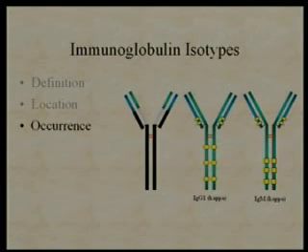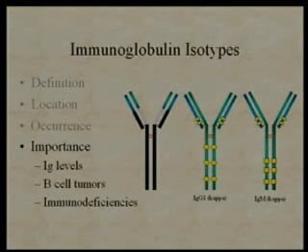Now, in fact, that's what the term iso means. The term iso comes from the Greek meaning the same among members of the species. So every one of us has all of these isotypes if we're immunologically normal. All right. So what are they used for? Well, the isotypes are what is used to identify and measure immunoglobulin levels.